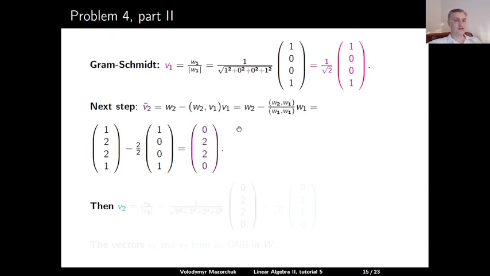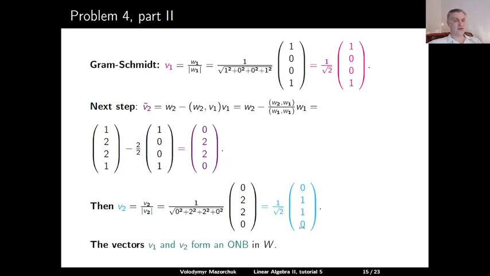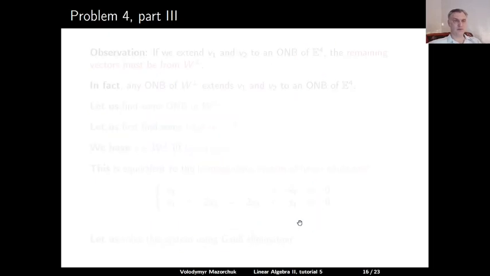And then V2 is just V2 tilde divided by its length. So it's 0, 2, 2, 0 divided by the square root of 0 squared plus 2 squared plus 2 squared plus 0 squared. And this is 1 divided by the root of 2, times 0, 1, 1, 0. So the vectors V1 and V2 form an orthonormal basis in W. So this solves the first part of the problem.